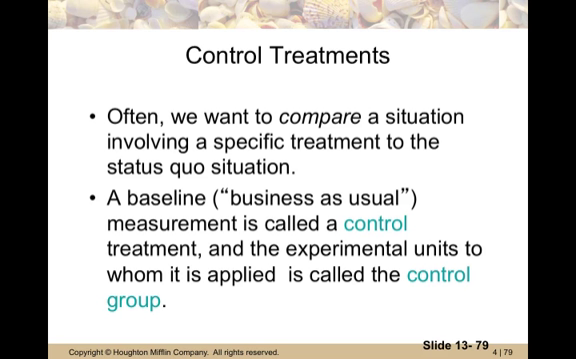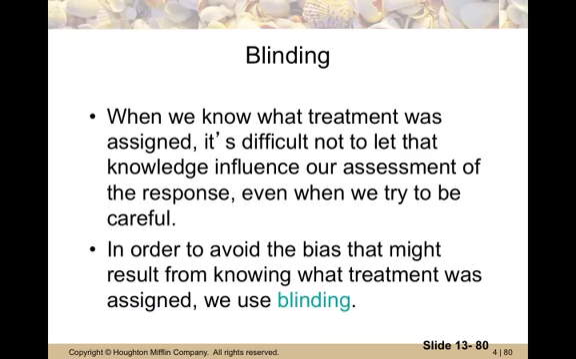Often we want to compare a situation involving a specific treatment to the status quo situation. A baseline business as usual measurement is called a control treatment, and the experimental units to whom it is applied are called the control group. So you have a control treatment, and the group is called the control group, and that is so that you have a basis of comparison.